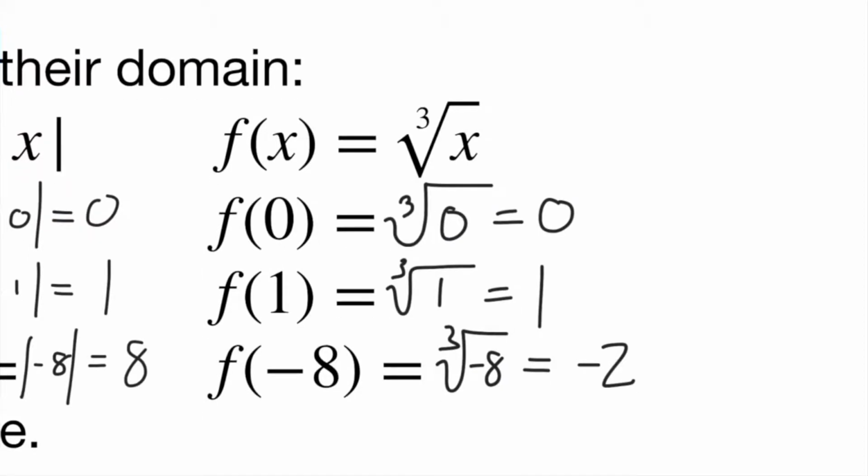0, what is the cube root of 0? What times itself 3 times is 0? 0. What times itself 3 times is 1? 1. What times itself 3 times is negative 8? Negative 2. All of these inputs have outputs. Every real number as an input has a calculatable output. So therefore, all real numbers are in the domain.